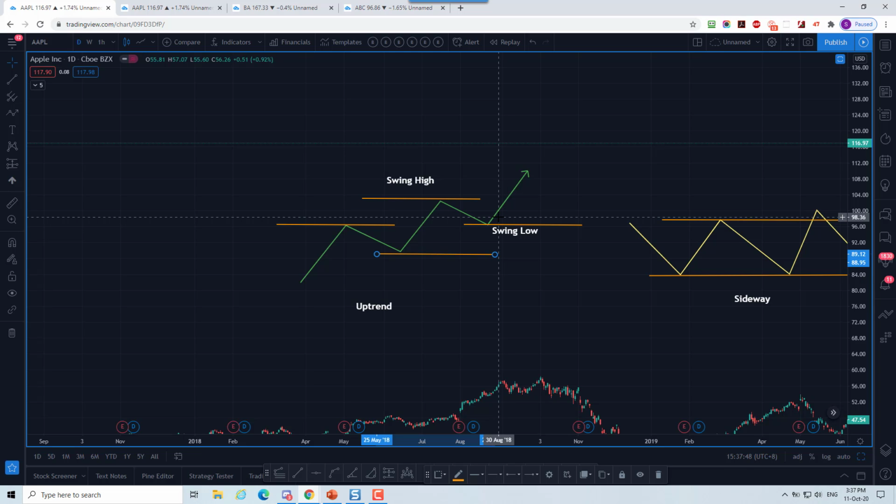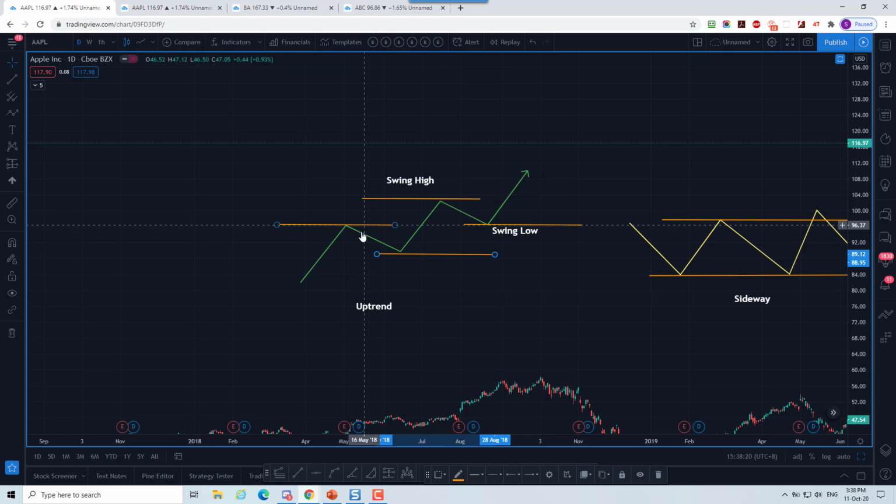In an uptrend, you notice the support is always making a higher low and higher low, so the support is always rising. The same applies to the resistance. The resistance is also making a higher high and higher high. So resistance represents a pause of an uptrend.